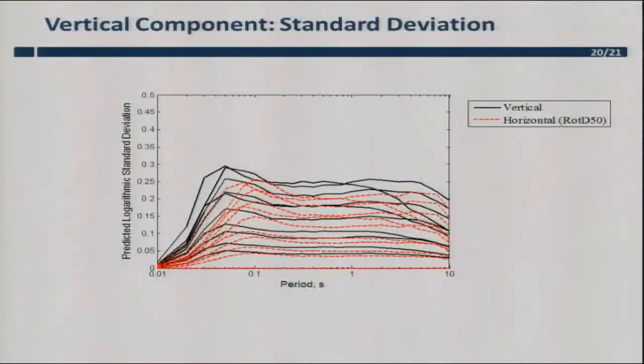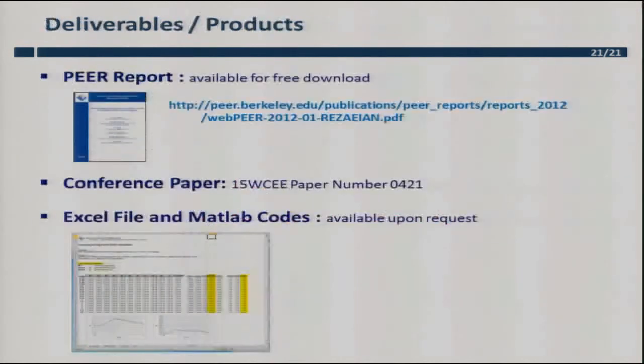And we did some studies on the correlation between the DSF and PSA at various damping ratios. This is all detailed in our PEER report, but the point is that the standard deviation of the scaled GMPE is going to be mainly controlled by the standard deviation of the GMPE at 5% and not that much by the DSF. So to close this presentation, these are our products.